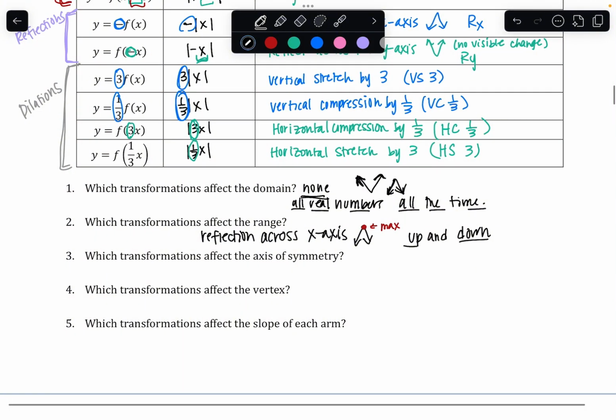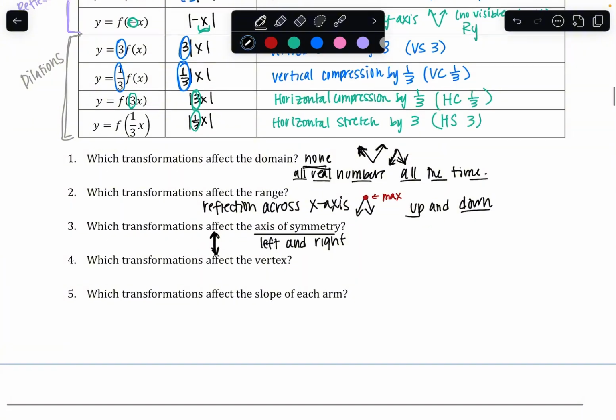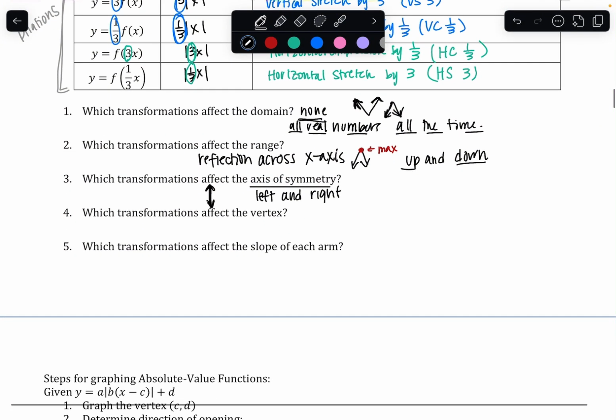Next question is, which transformations affect the axis of symmetry? Well, the axis of symmetry is a vertical line, and so the only transformations that affect that is shifts left and right. If you move it up and down, you're not going to see any change. You can move a vertical line up and down all day long, you're not going to see a change.